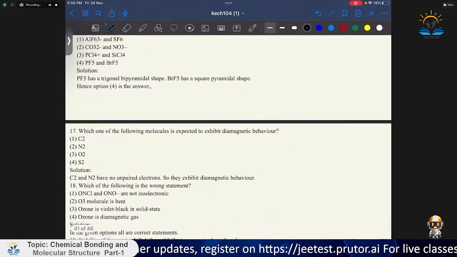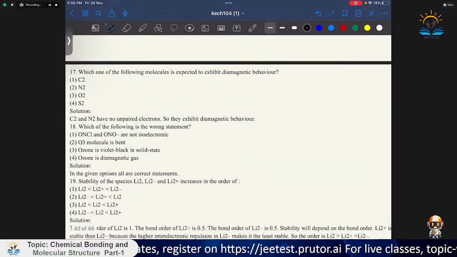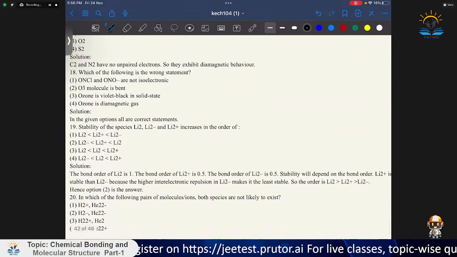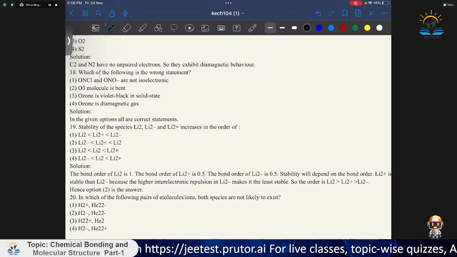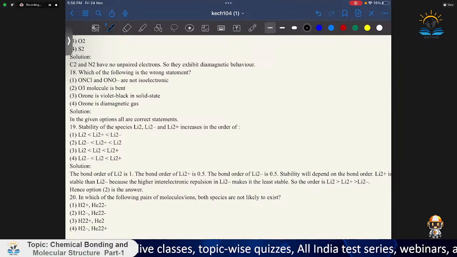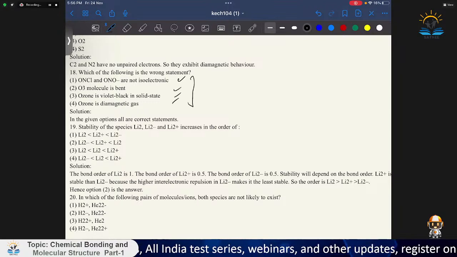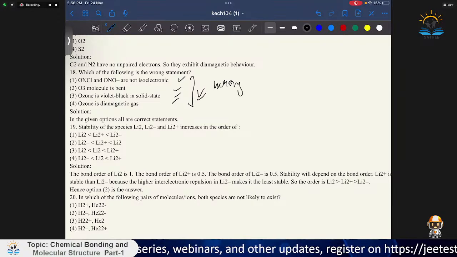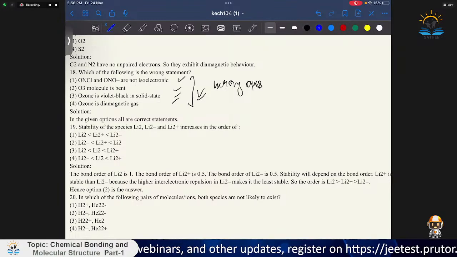Okay. Structures we'll do next time. Diamagnetic, paramagnetic next time. Wrong statement. Okay. NOCl and NO2 minus are not isoelectronic. This is correct. O3 molecule is bent. It is correct. Ozone is a violet black in solid state. It is correct. Ozone is a diamagnetic gas. I think nothing is wrong here. So all are correct. All are correct. This is a wrong question. Okay. Right.